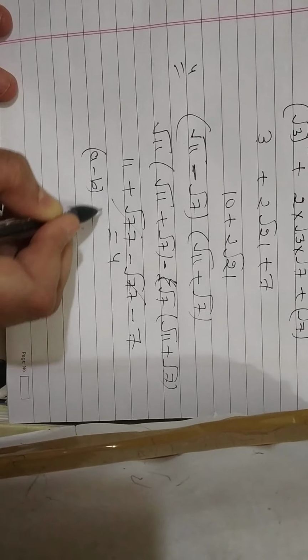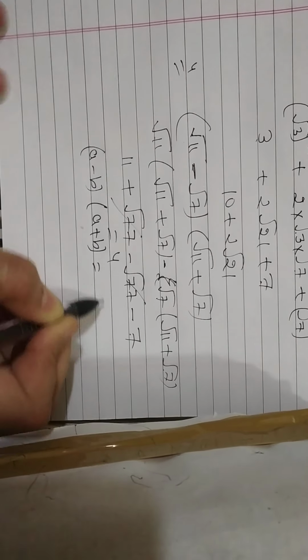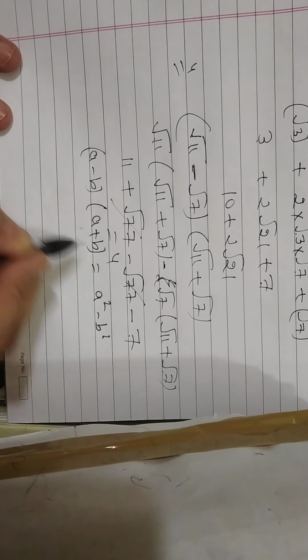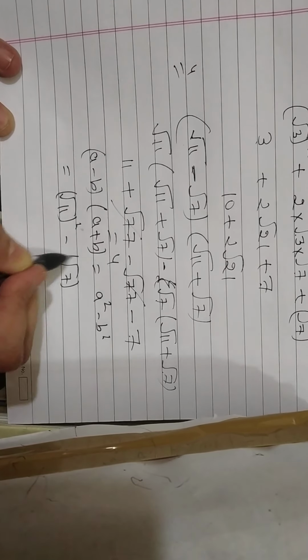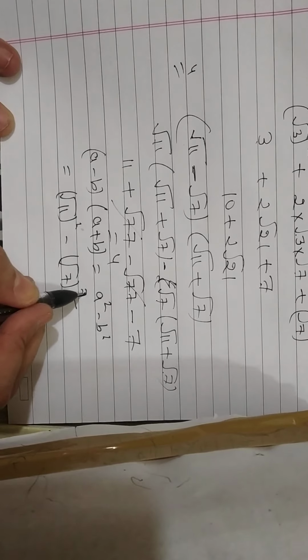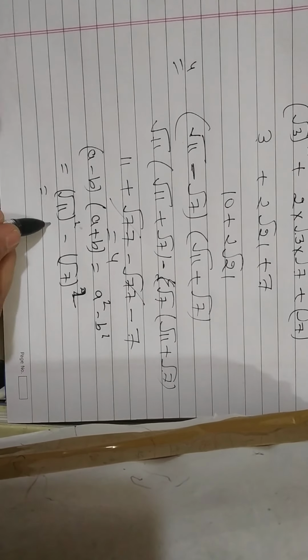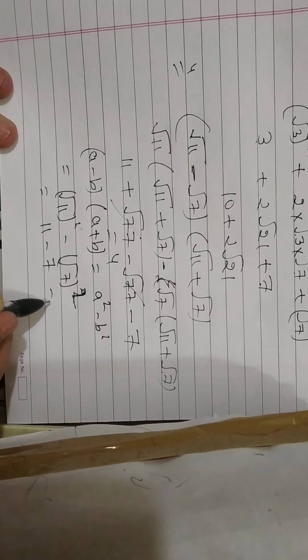The same example we'll take in different form. A minus b into a plus b. This is a square minus b square. That is root 11 square minus root 7 square. What will you get? Root 11 square is 11. Root 7 square is 7. This will be equal to 4.